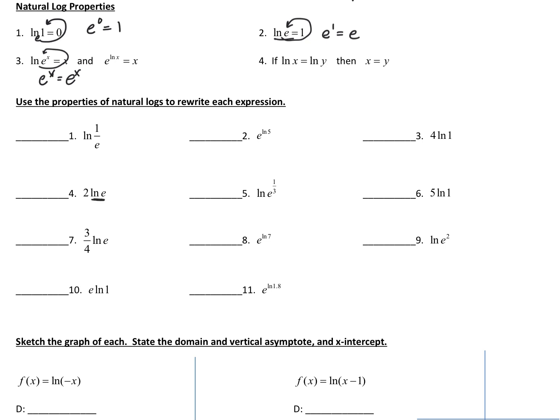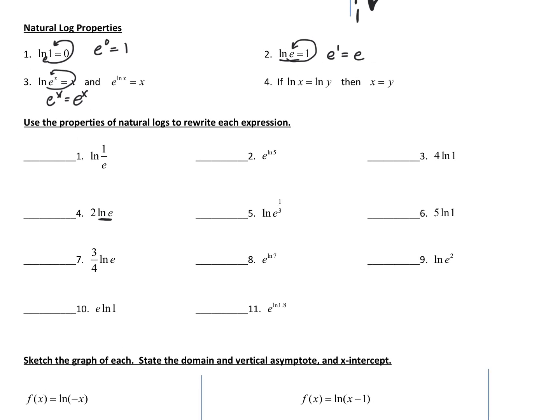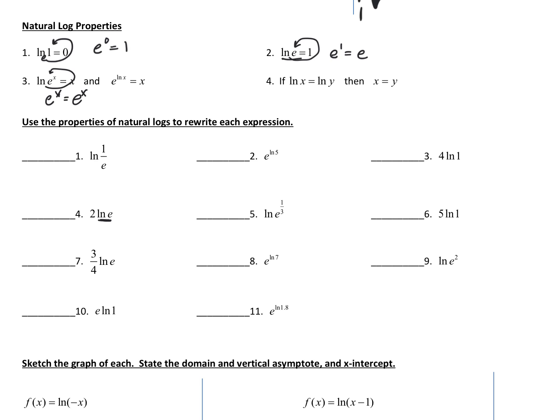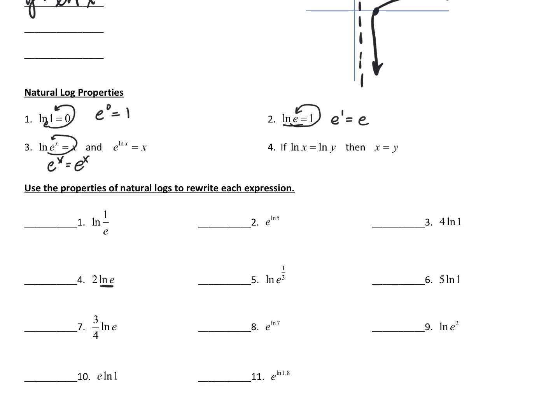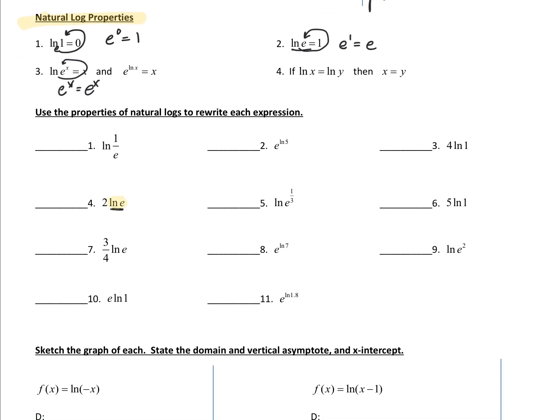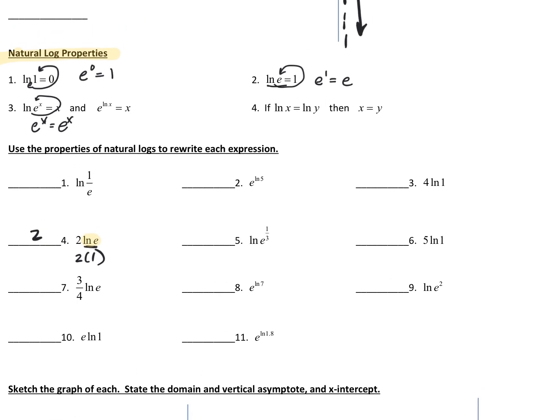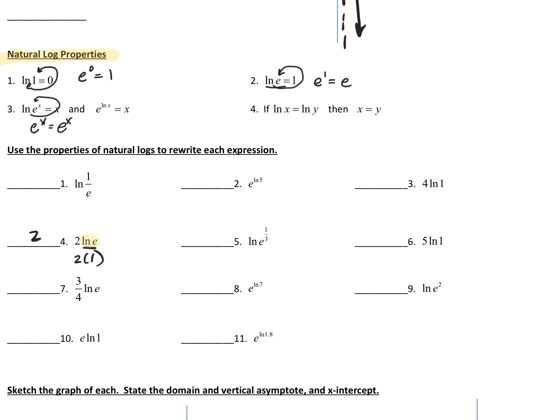What did we say up there in the properties that the natural log of e was equal to? Look at the natural log properties up here. Natural log of e, what was that equal to up there? It's 1, right? So I can rewrite this as 2 times 1, and that's just a 2. Because of this property right here, right? That's where you got to know those properties. It makes it so much easier.